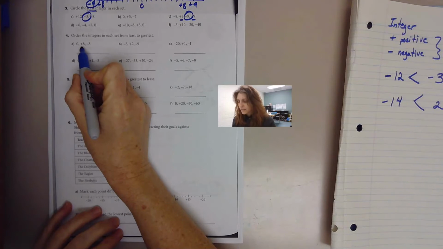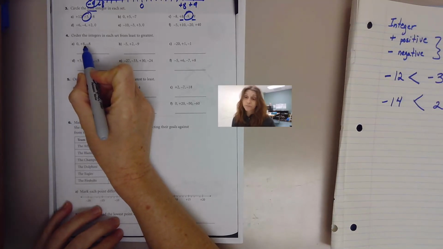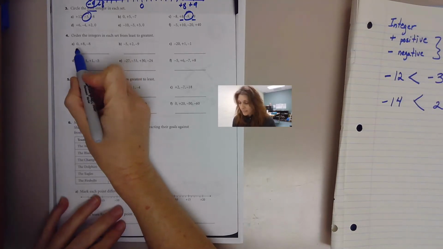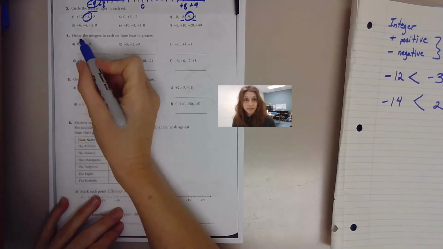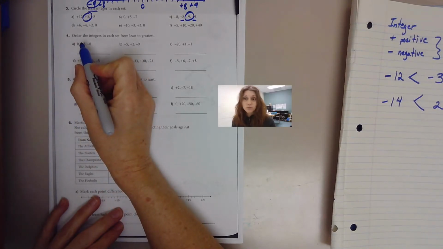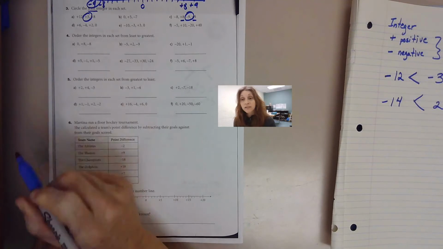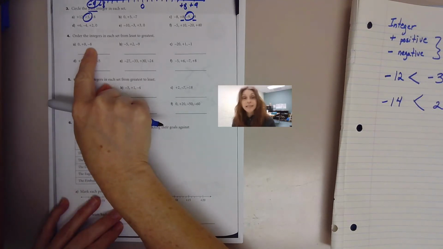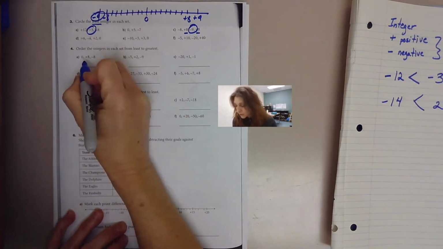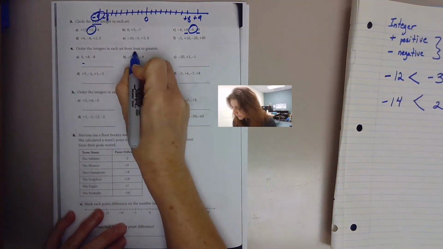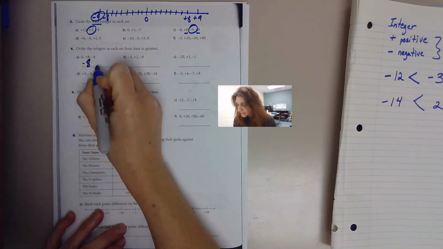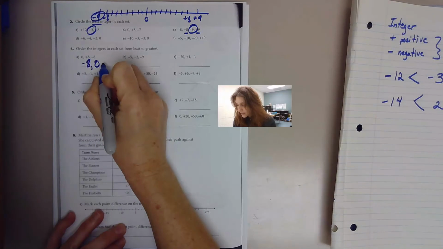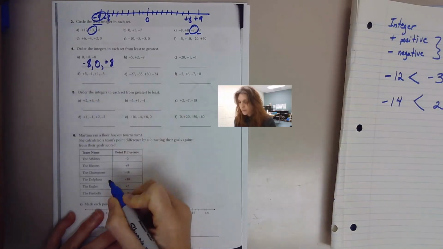So let's take a look at this. 0, positive 8, negative 8. This one has that lovely benchmark, that neutral number of 0 for us. It's right in the middle. Okay, so now let's look for negative integers. We see negative 8. So you put down negative 8, we're ordering from least to greatest. So negative 8, then 0, then positive 8.